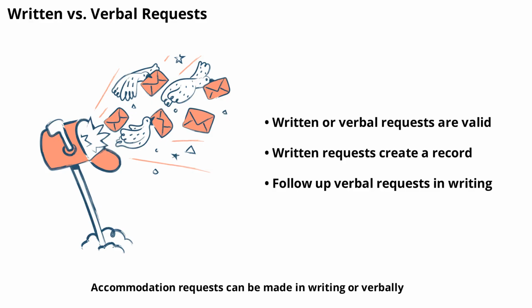Accommodation requests can be made in writing or verbally. While written requests provide a clear record and can help avoid misunderstandings, verbal requests are also valid and must be taken seriously by state offices. If you make a verbal request, consider following up with an email or letter to confirm the details. This helps ensure everyone is on the same page and can speed up the process if questions arise later.